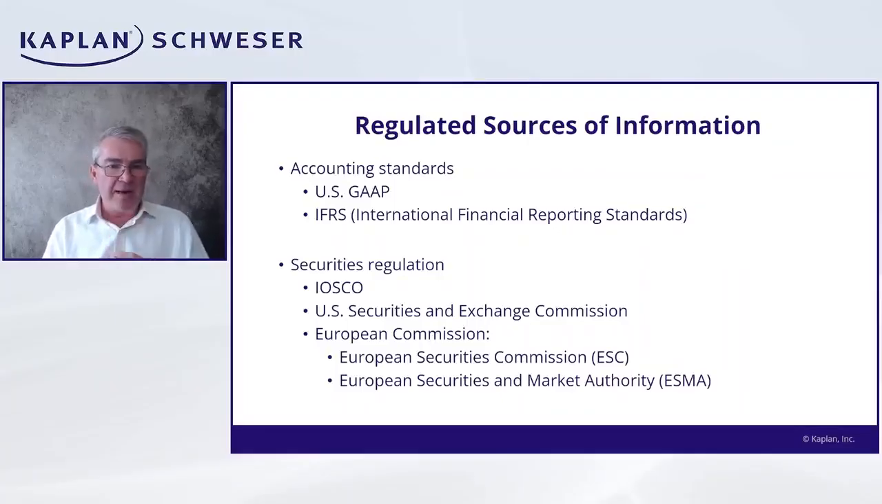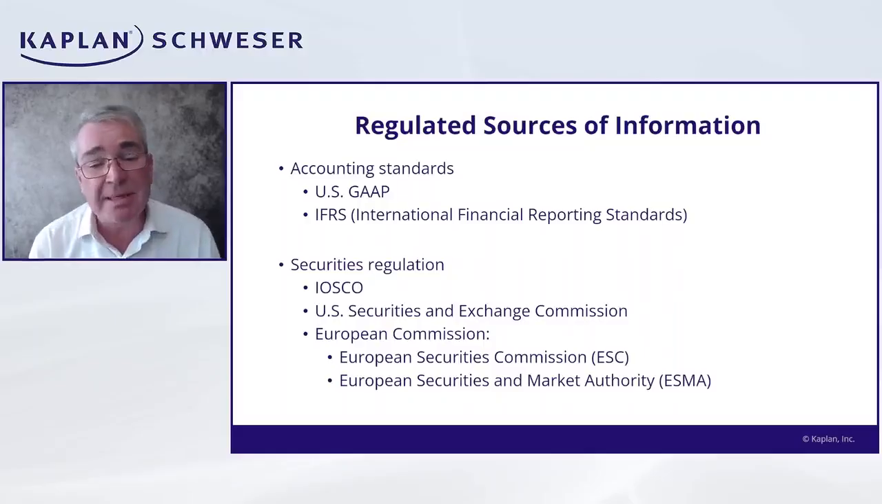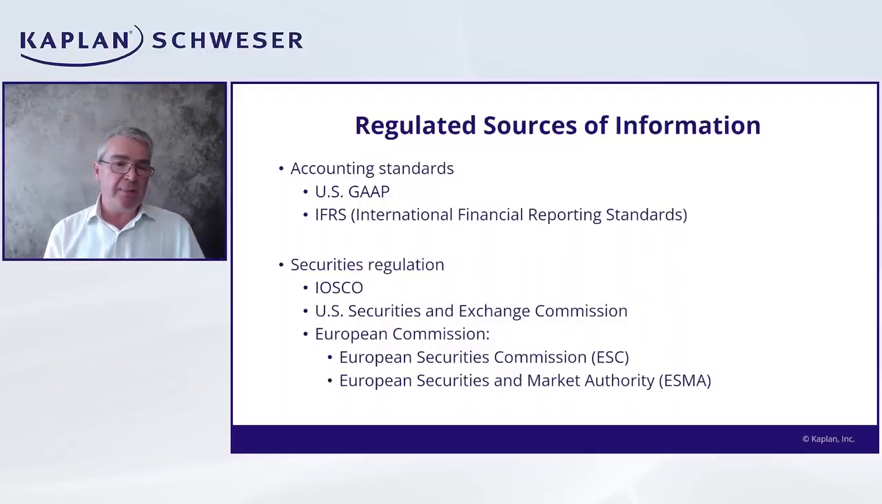So let's talk about regulated sources of information. We've already talked about the accounts. And of course, in the US, the accounting standards that are applied are US GAAP. And for most of the rest of the world, we're going to be applying international financial reporting standards. Now, a question I often get from candidates is, which one should I assume when there is a conflict between them? Basic rule for your exam is going to be, assume international financial reporting standards apply unless told otherwise in the exam.